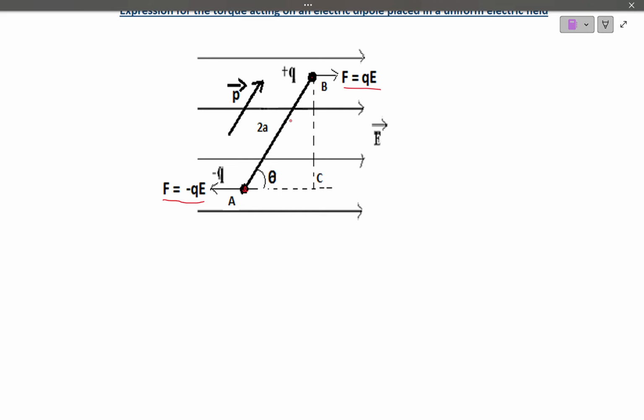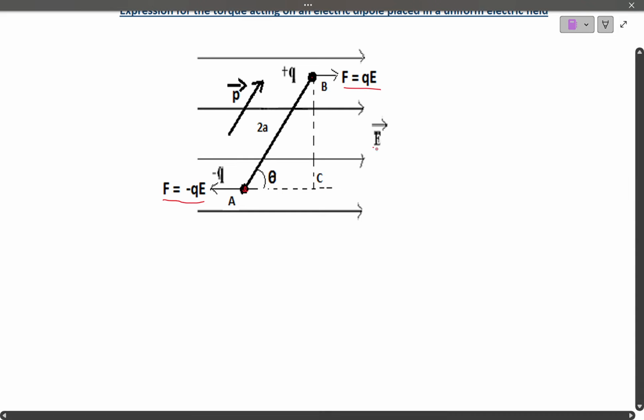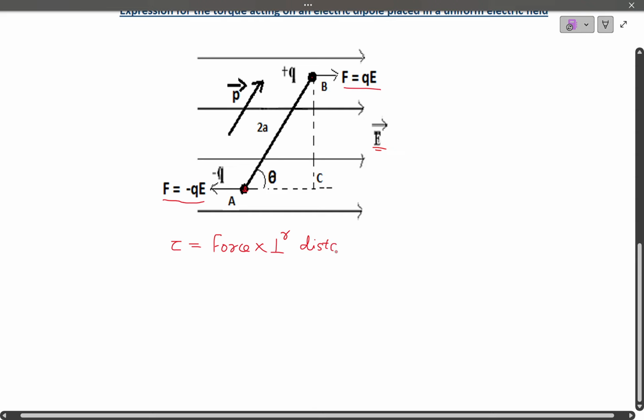Therefore, this dipole will rotate until this dipole becomes parallel to the electric field. So let's write the equation of torque. Torque is denoted by tau, and the expression for torque is force into perpendicular distance. The force equation we can understand from here.